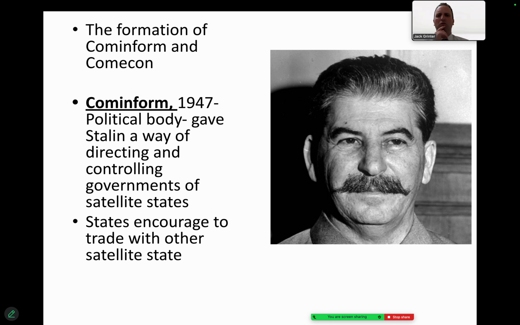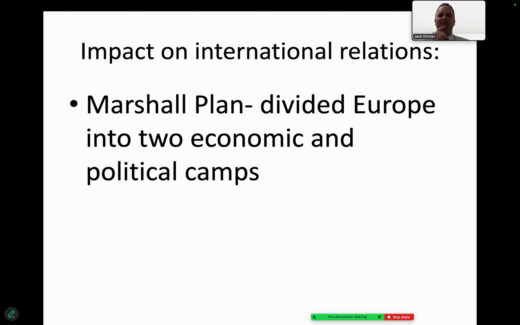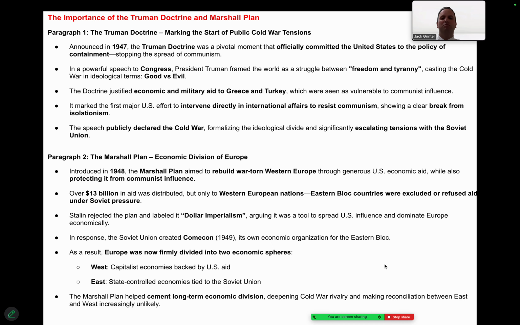But what's really important about this is that Europe is now divided, isn't it? You've got the countries getting the Marshall Plan aid and the countries getting the Comecon aid. So Europe is now divided between those two economic camps, and I would say two political camps as well, ones based on the Truman Doctrine from the USA, and also Cominform. So, hugely important.